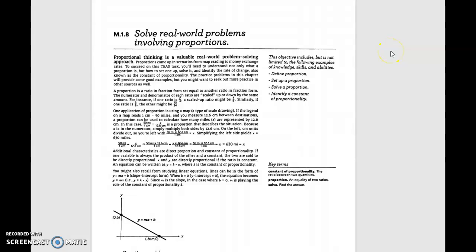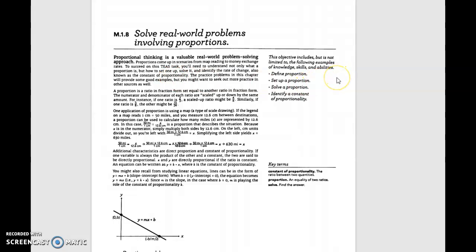In section 1.8, we're going to solve real-world problems involving proportions. As you can see in the first paragraph here, it says, to succeed on this TEAS task, you will need to understand not only what a proportion is, but how to set one up, solve it, and identify the rate of change, also known as the constant of proportionality.